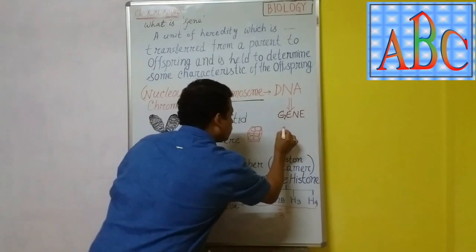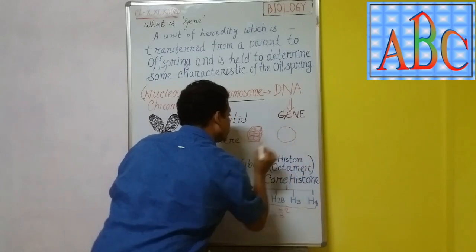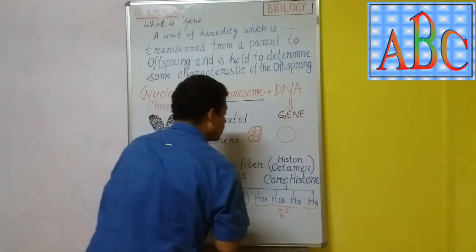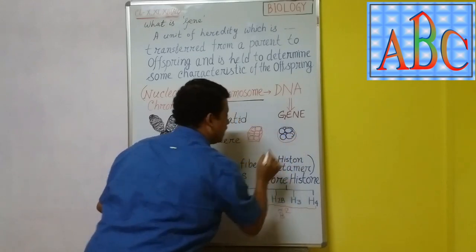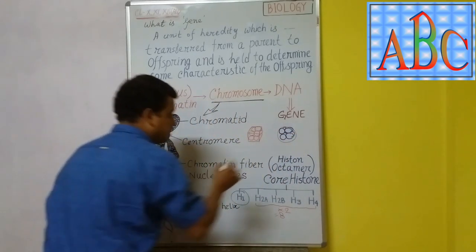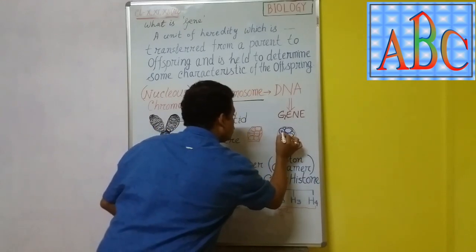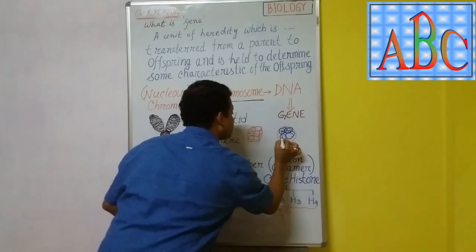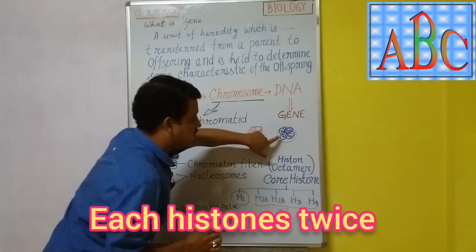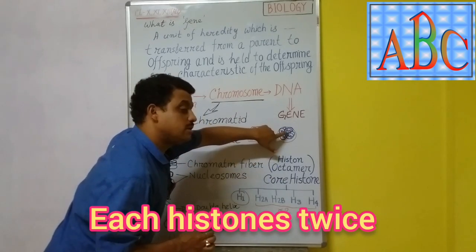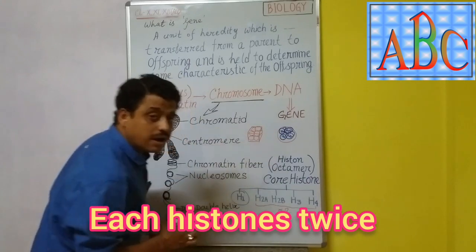It will look from outside like this. You can see a ball like this. Here, 1, 2, 3, 4. Behind this 5, behind this 6, behind this 7 and behind this 8. Finally, from outside you can see these are H2A, then H2B, this is H3 and this is H4. Each of 2 types, that means twice. H2A will be twice, H2B will be twice, H3 will be twice and H4 will be twice.